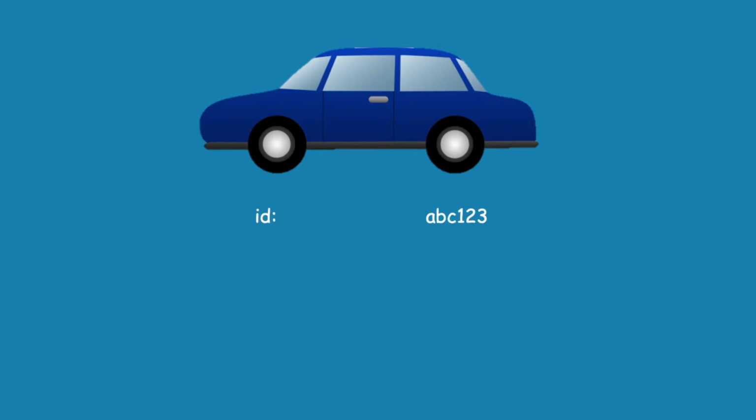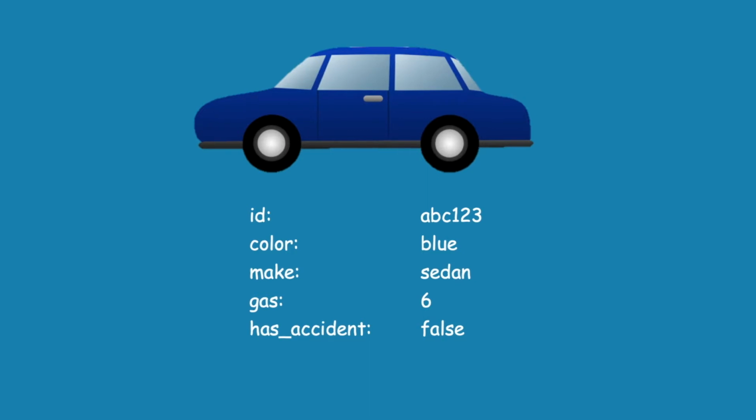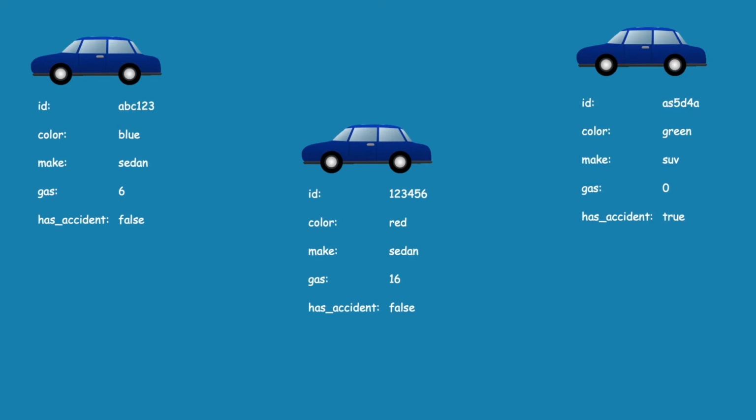Now there are many different types of cars, but all cars have an ID like a license plate, color, make, gas left, and whether or not a past accident has occurred. There are more attributes, but we will just use these 5. We can have many different cars, but they all have these attributes.